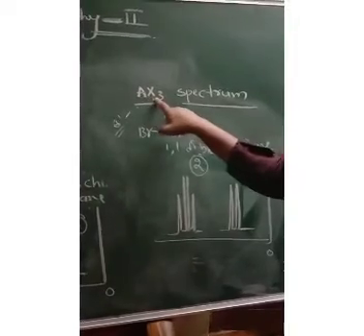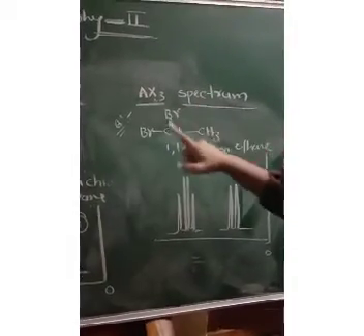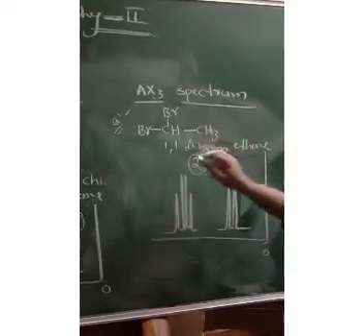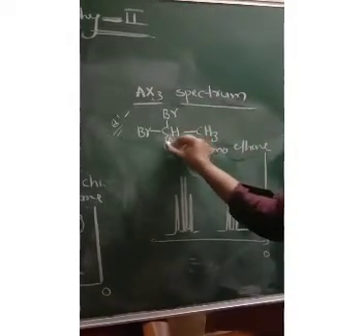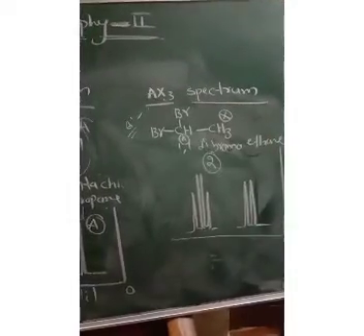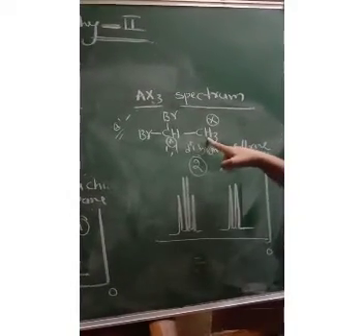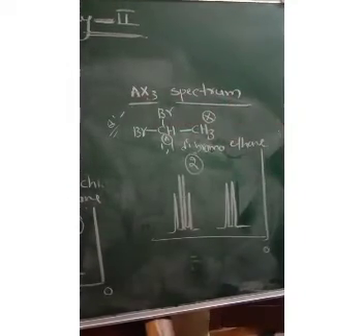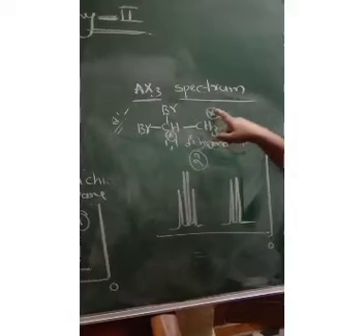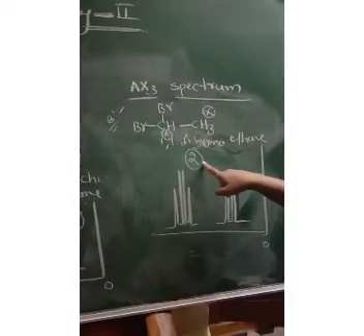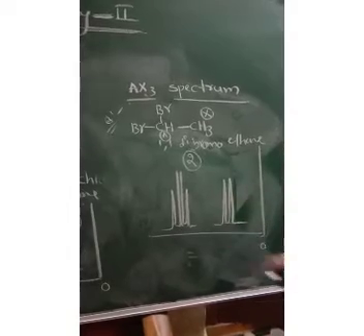So here AX3, right? A means only a single proton, X means 3 protons. So here it is A type of proton and these protons are X type of protons. How many X type of protons are there? 3 protons. That's why the spectrum is AX3. So A is only 1, X is 3 protons. It again gives how many signals? 2 signals in the proton NMR spectrum.